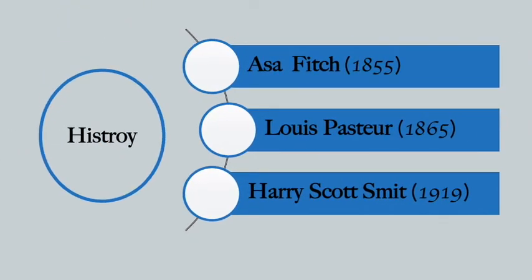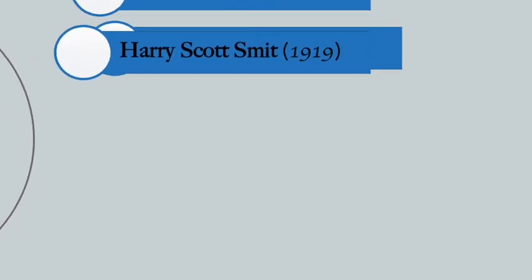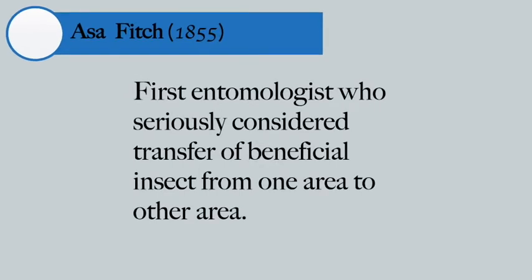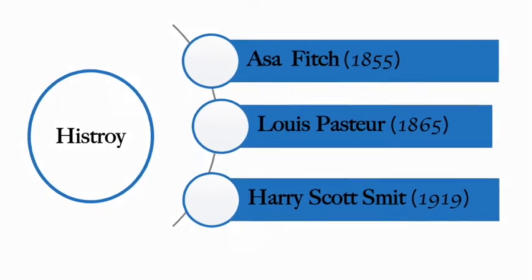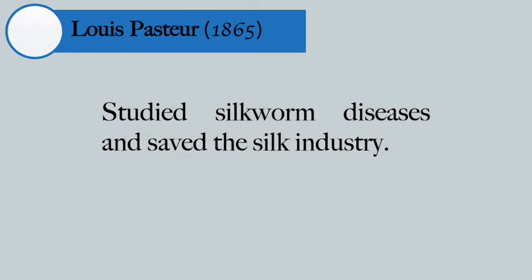Let's talk about the history of biological control. The first scientist we will cover is Asa Fitch. He is the first entomologist, in 1855, who seriously considered transfer of beneficial insects from one area to another area. Another scientist is Louis Pasteur, 1865, who studied silkworm diseases and saved the silk industry.